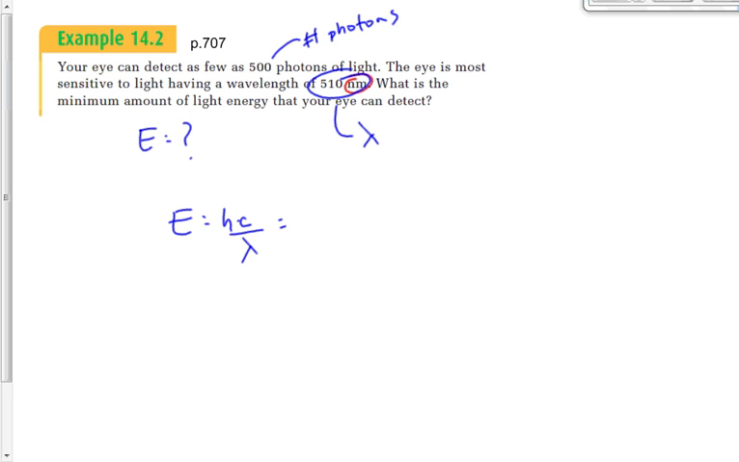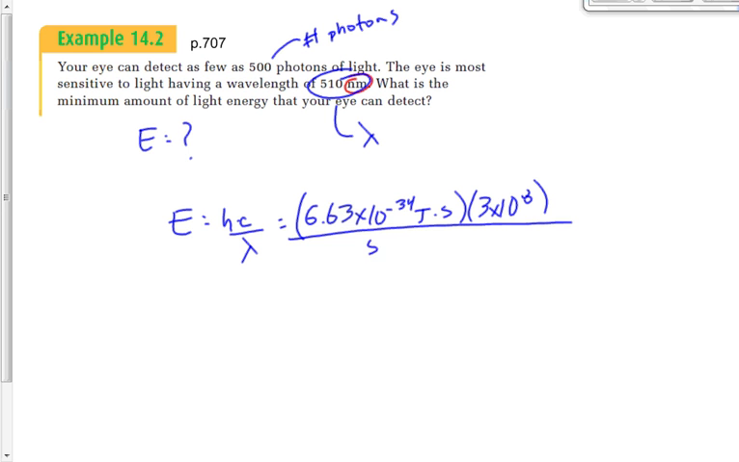What do you want to use for Planck's constant? If in doubt, use the joules. 6.63 times 10 to the minus 34 joule seconds. Times 3 times 10 to the 8. Divided by lambda, which is 510 times 10 to the minus 9. Sorry, that should be 10 to the minus 9, not 19. Not so lucky this time with our numbers. Can't do it in our head this time.